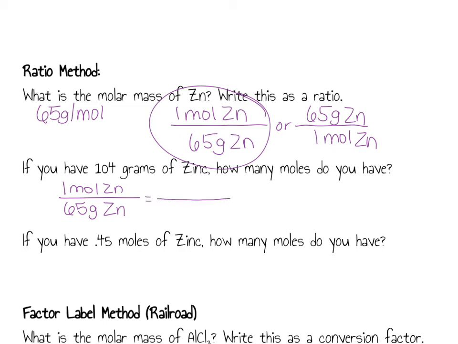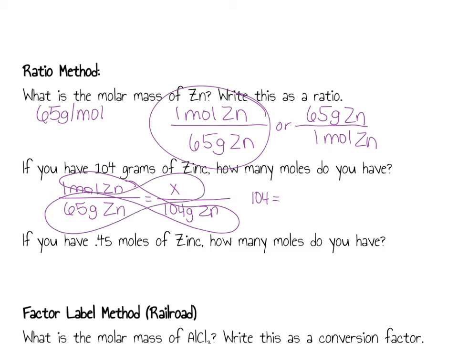I'm sorry, for moles. So I'm going to put my 104 grams on the bottom and X where I'm going to be solving for moles. So when you're setting it up as a ratio, you're going to do cross multiplying. So I'm going to do 1 times 104, which would be 104, is equal to 65 times X, so 65X. And then to get X by itself, I'm going to divide both sides by 65. And when I do that, I get 1.6 moles of zinc.